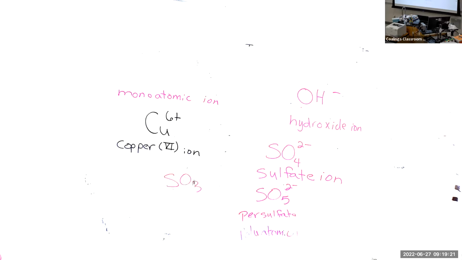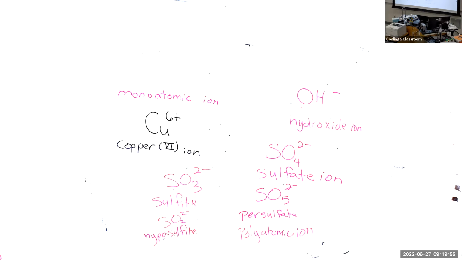Okay. If we have 1 less oxygen than the sulfate, SO3 2 minus, we call this sulfite. One less. Now, if we have 1 less than the sulfite, we call that hyposulfite. One oxygen less, right?